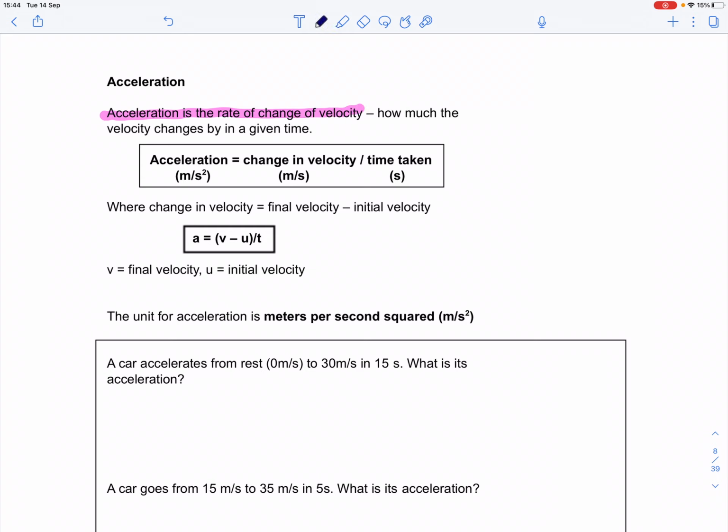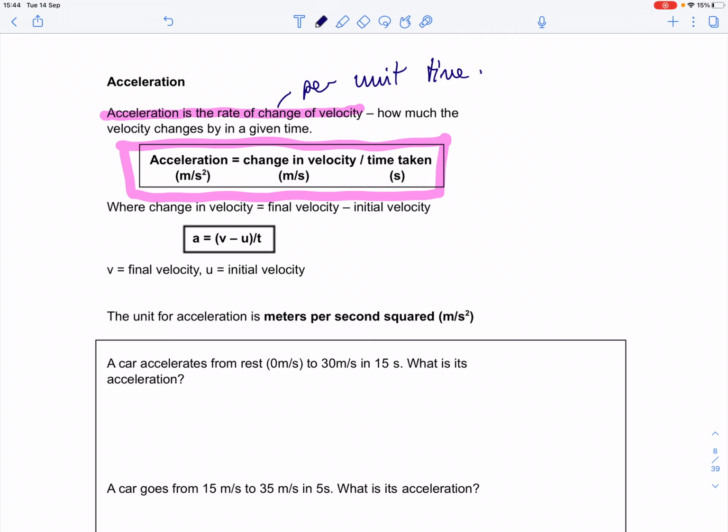So that is effectively per unit of time. It's how quickly velocity is changing that will equal the acceleration. It's the rate of change of velocity, how much it changes in a particular time. Mathematically, if we put that into an equation, we end up with this in the box here, which shows us that the acceleration is equal to the change in velocity divided by the time taken.